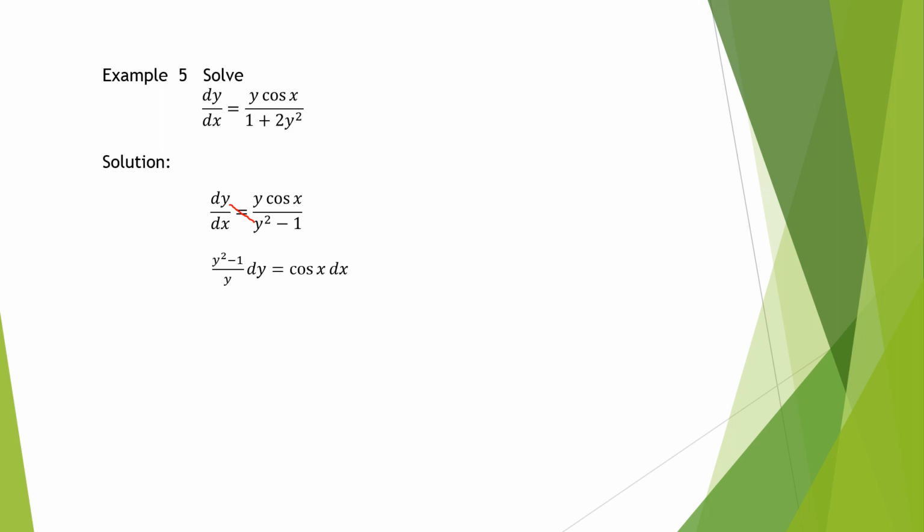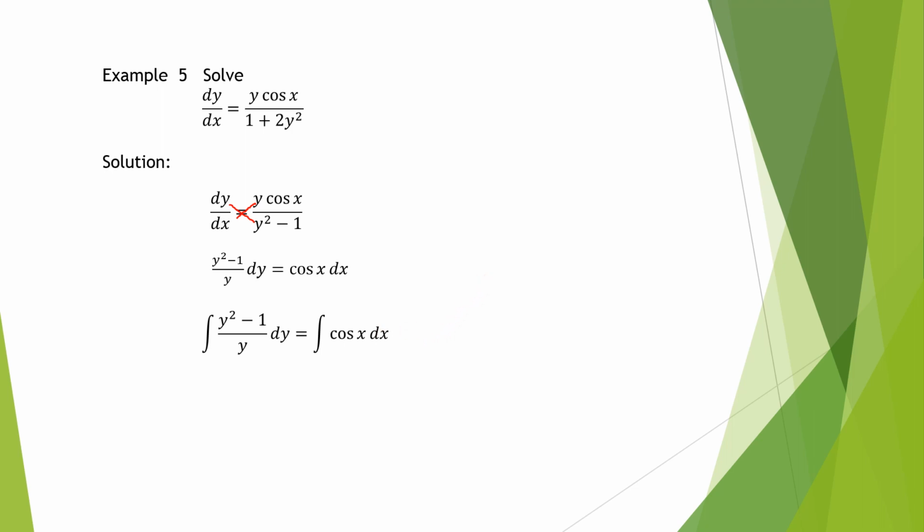Okay, so, and then what? And then divide by y. So you have y squared minus 1 over y dy is equal to cosine of x dx. And then integrate both sides. Okay, so this is a basic integration only.